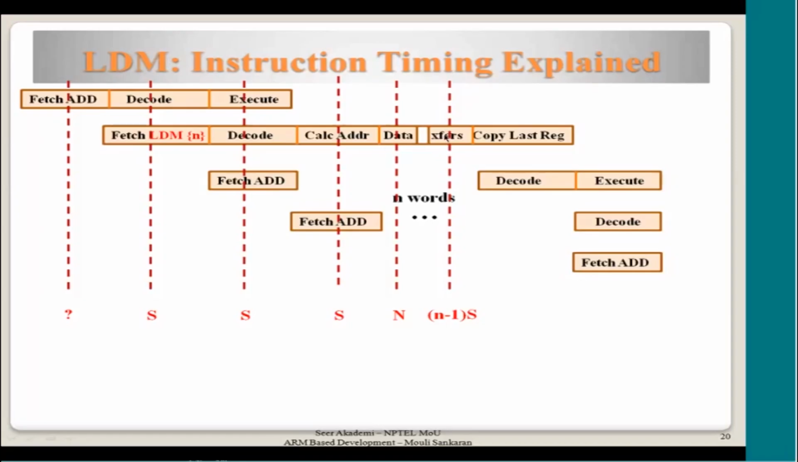Can it happen in parallel? Of course. Data transfer is something to do with the memory and the data and address bus, and moving a register content into the register file is an internal operation. So that can happen in parallel. I am not showing it here, but all the registers are saved except the last register which gets transferred. So that will need one more internal cycle.